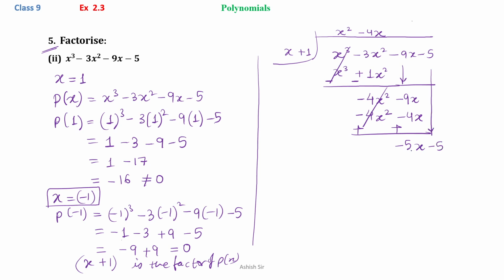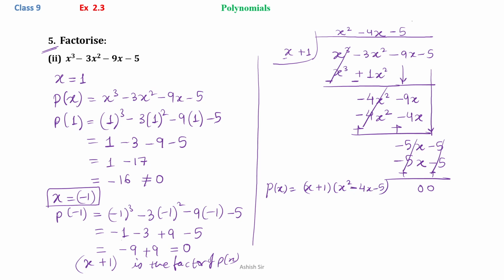Carry on minus 5. Now we need to make minus 5x. We have x here, so we multiply with minus 5. We get minus 5x. Minus 5 into plus 1 is minus 5. We will change the sign, it will get cancelled. Remainder is 0. So now we can write p of x as x plus 1 multiplied by x square minus 4x minus 5.